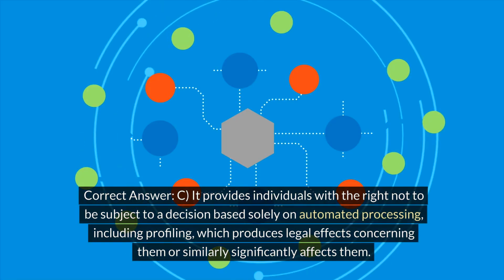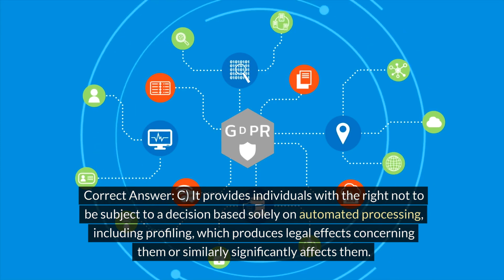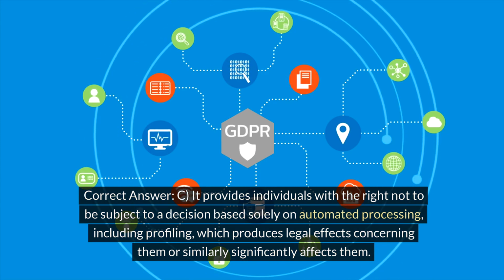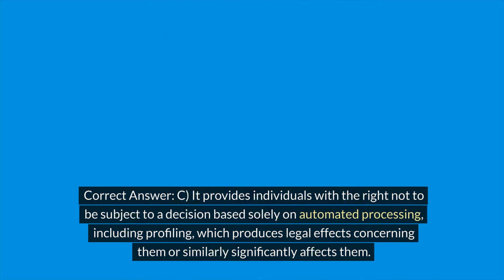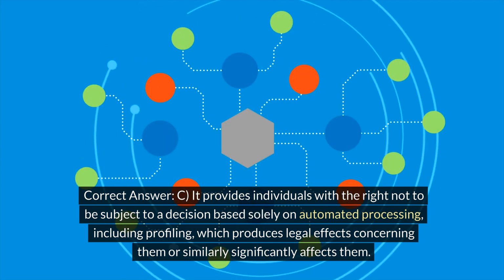Correct answer. C. It provides individuals with the right not to be subject to a decision based solely on automated processing, including profiling, which produces legal effects concerning them or similarly significantly affects them.